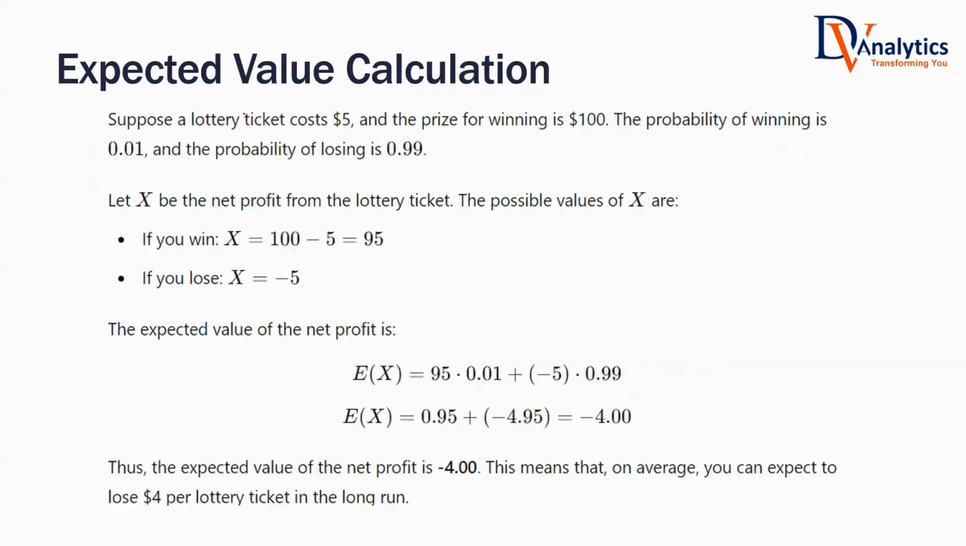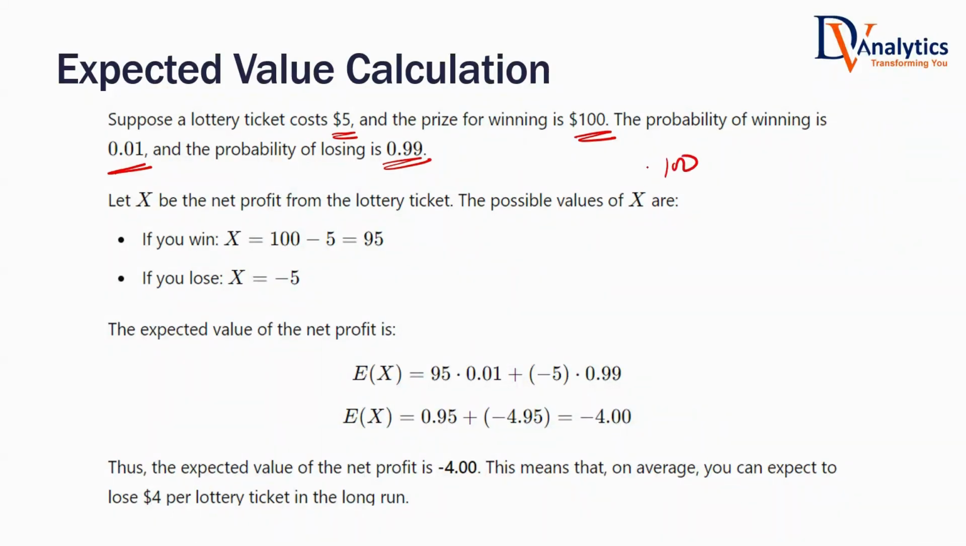Another example is, suppose a lottery ticket costs around $5 and the prize for winning is $100, the probability of winning is 0.01. That means 1%. The probability of losing is 99%. Now, what is the expected return that you get if you keep on buying these lottery tickets? Every day you keep on buying it.